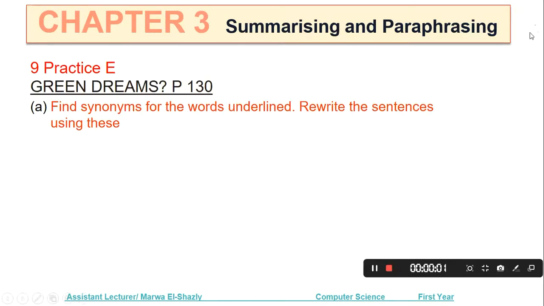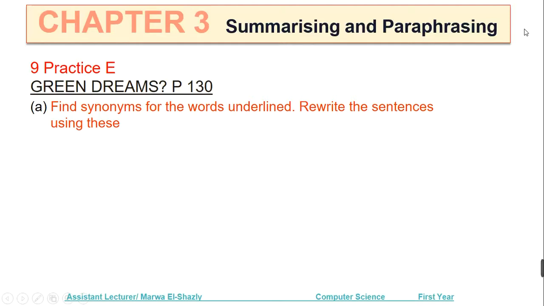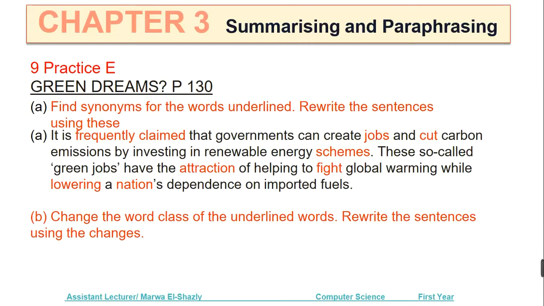Practice 9E, Green Dreams. It's a passage on page 130. Find synonyms for the words underlined. Rewrite the sentences using these. And عايزين نجيب synonyms. طيب, okay, come here. Let's read and find the synonyms.